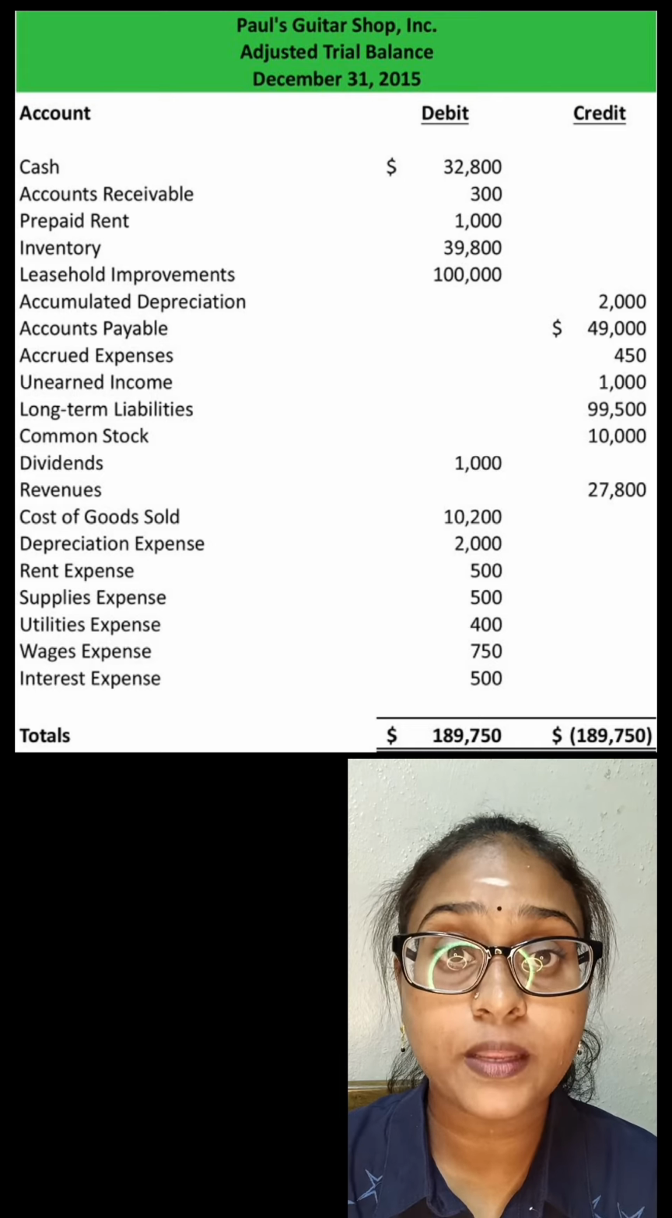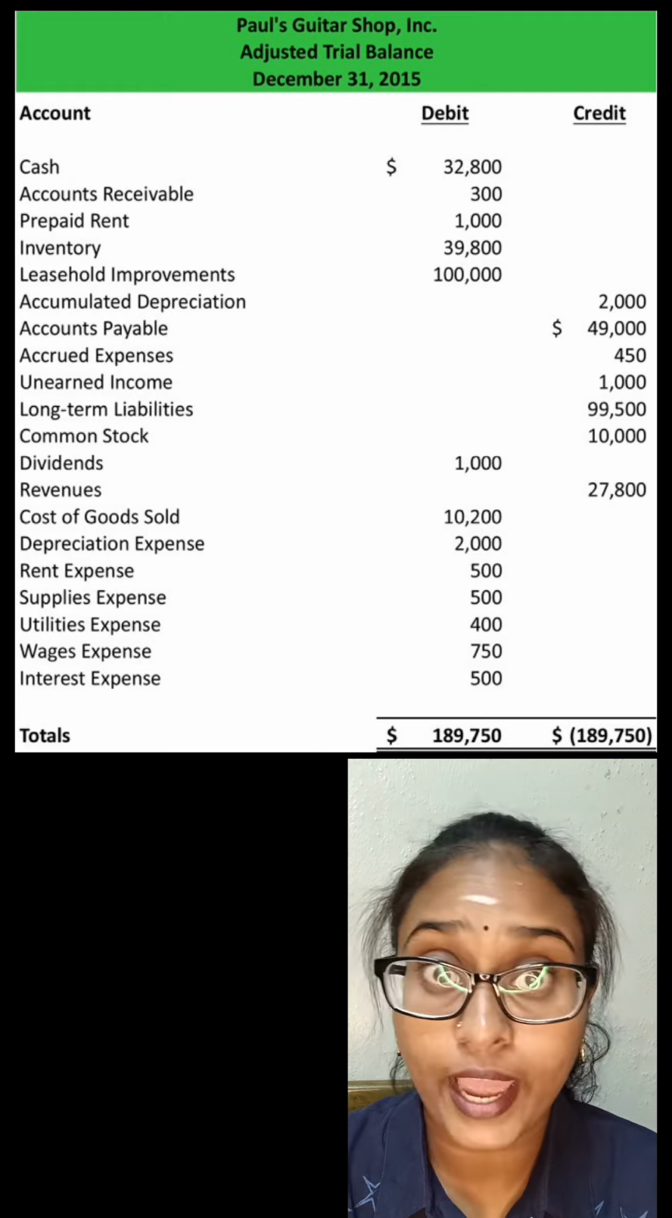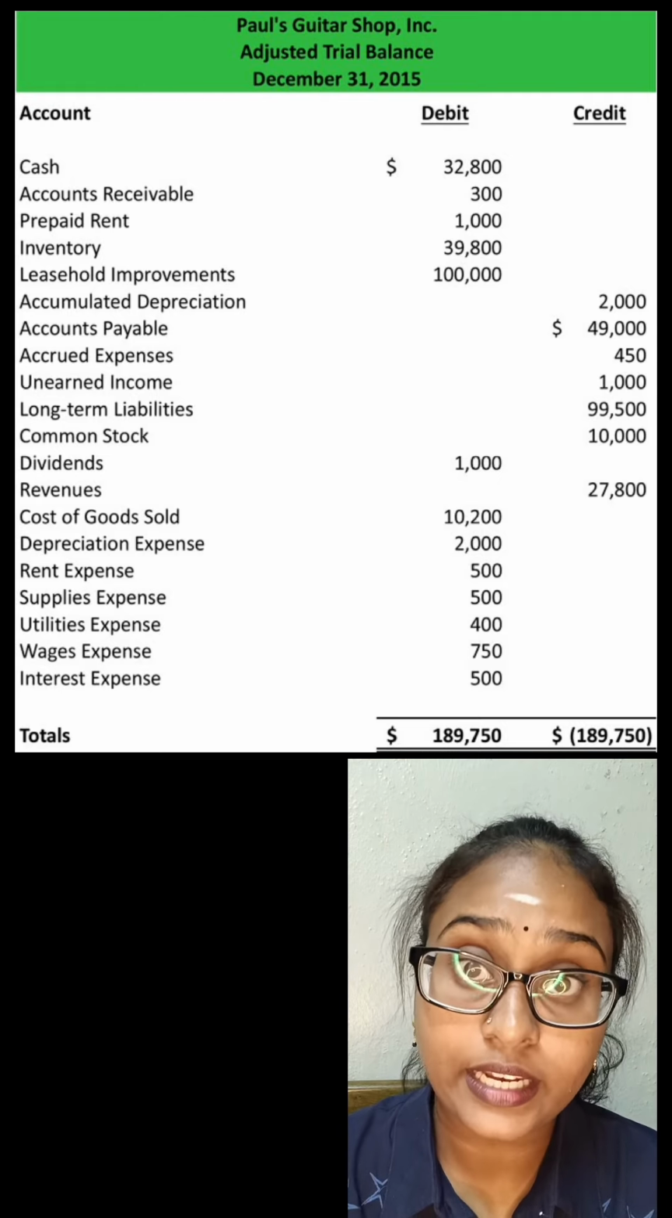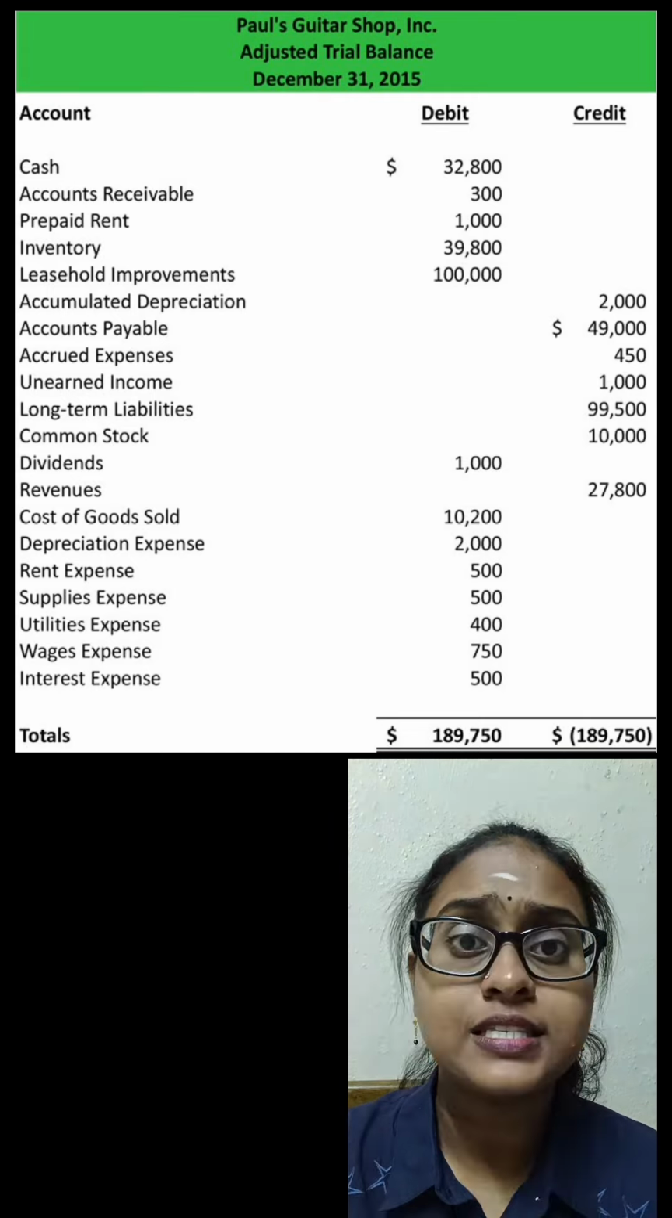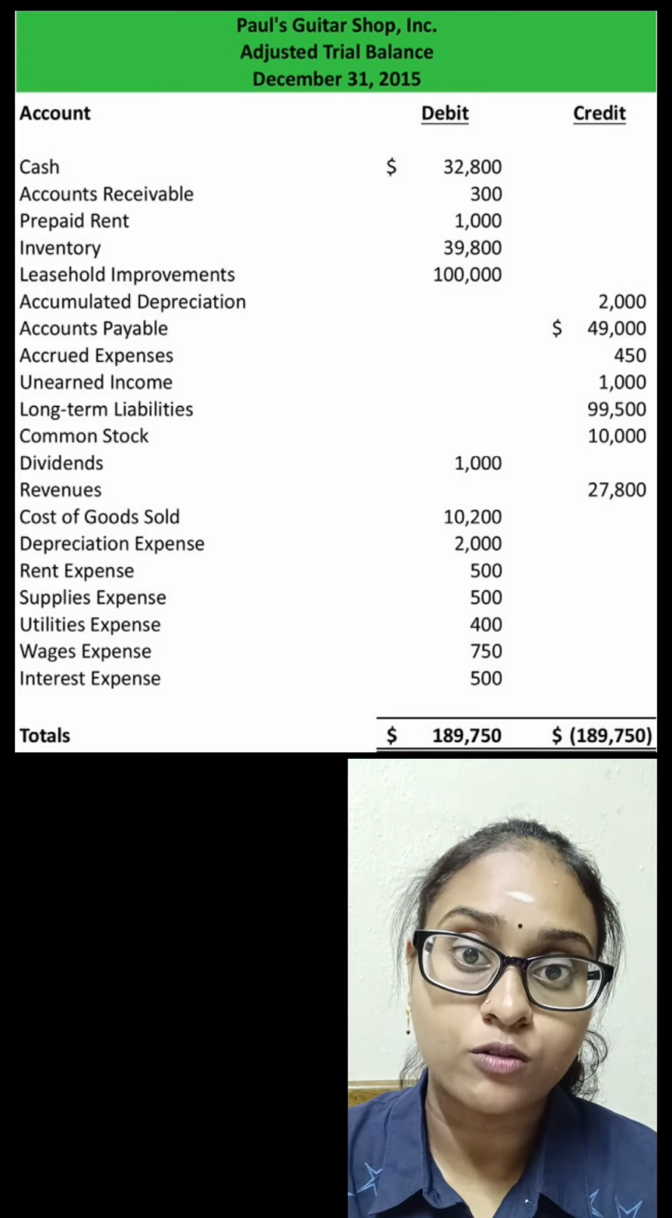Once all adjustments have been made, the adjusted trial balance is essentially a summary balance listing of all the accounts in the general ledger. It does not show any detailed transactions that comprise the ending balances in accounts.